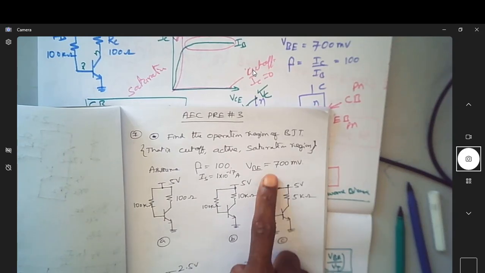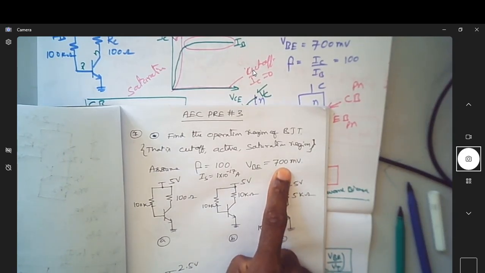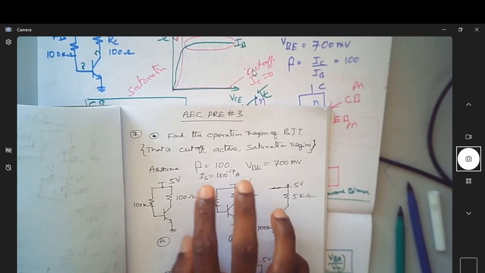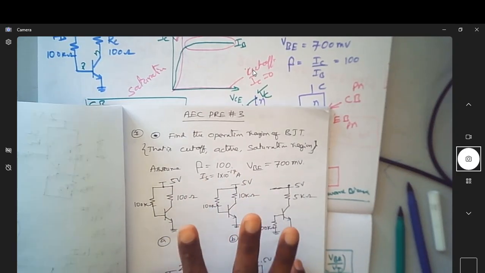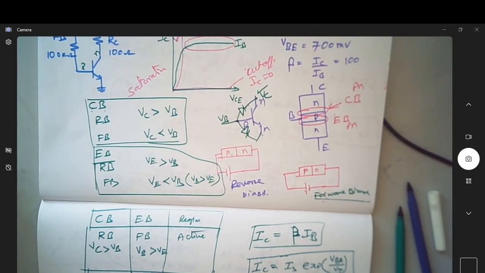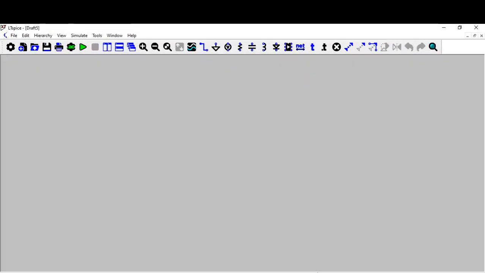So what are the assumptions? VBE is assumed as 700 millivolt and beta is 100. We have not used this IS so far. So now let us do the simulation. If I go to simulation, okay, now let me take this simulation.